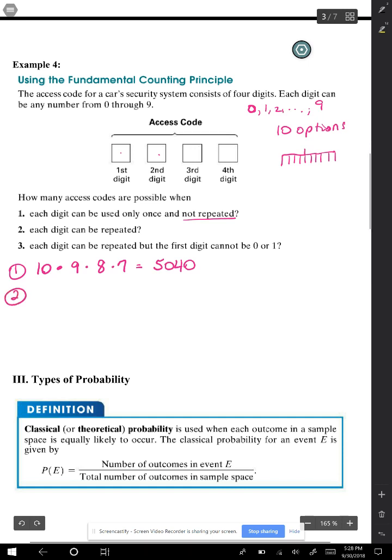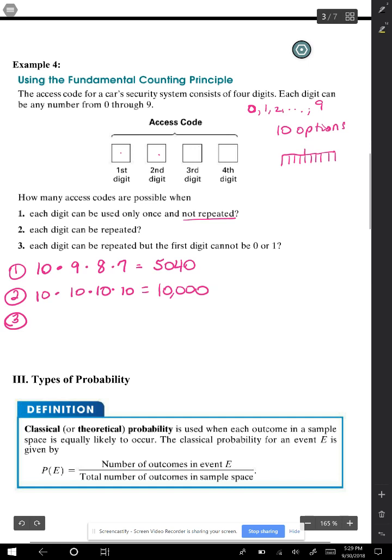On number 2, it says same thing, 4-digit access code, but every digit can be repeated. So that means I have 10 choices for all 4 digits. I can use a 9 all the way across, a 5 all the way across. I could use 2 5s and 2 4s. I have 10 choices for each one of the digits. So that would be 10,000 ways to create an access code, or 10,000 different access codes that are possible.